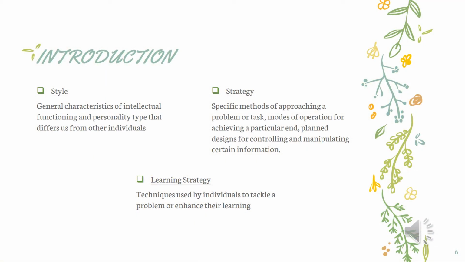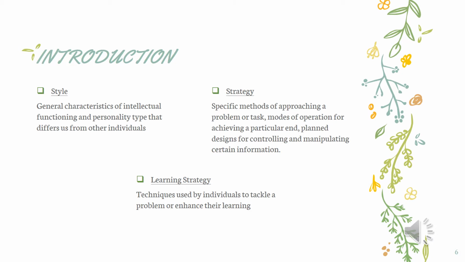An introduction, we'll be looking at the definition of the terms that we'll find throughout this chapter. Style: a general characteristic of intellectual functioning and personality type that differs us from other individuals. Strategy: specific methods of approaching a problem or task, modes of operation for achieving a particular end, a plan designed for controlling and manipulating certain information.